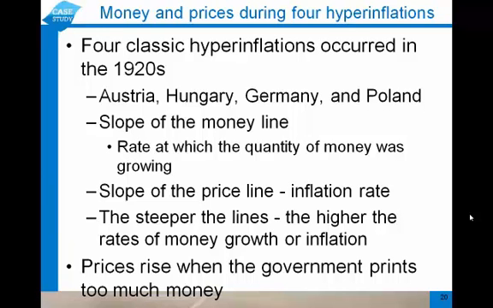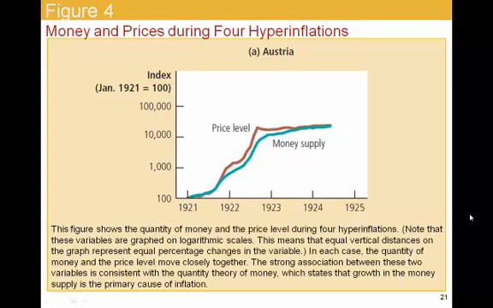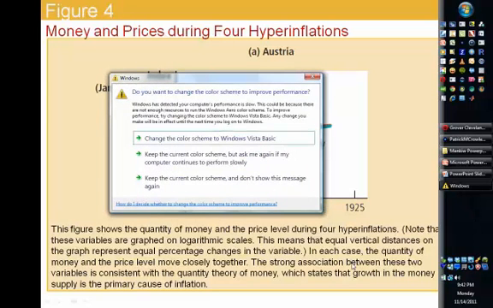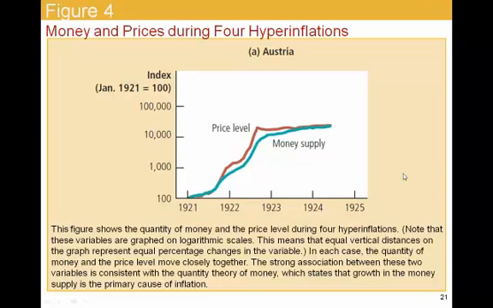When too much money is printed, then basically you get that as being the result. So here's some very interesting evidence. Here are the 4 hyperinflations that happened between the wars. So from 1921 through to 1924, you can see the money supply went up 10,000 times in Austria, and the price level went up by almost the same amount.